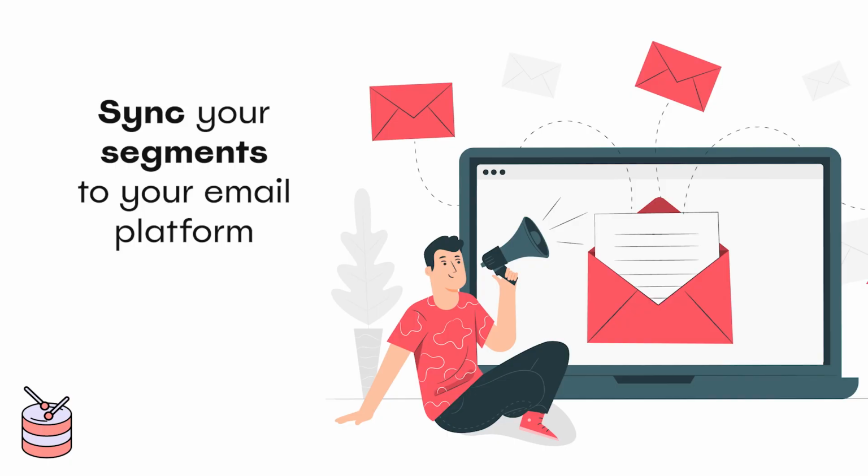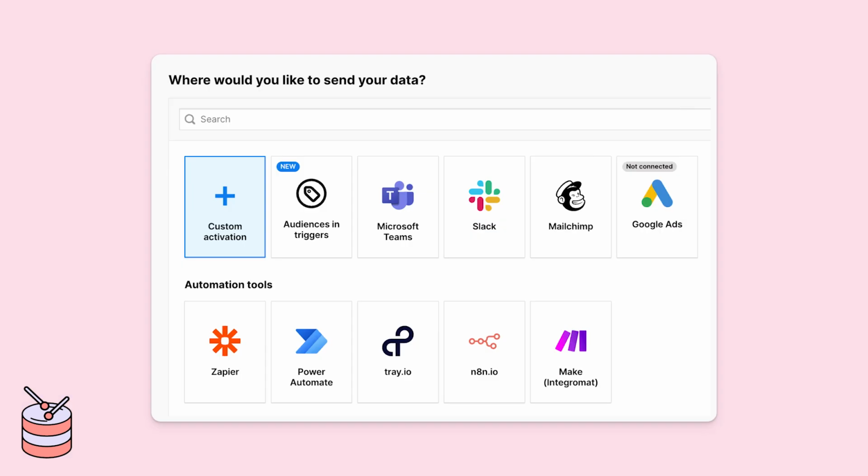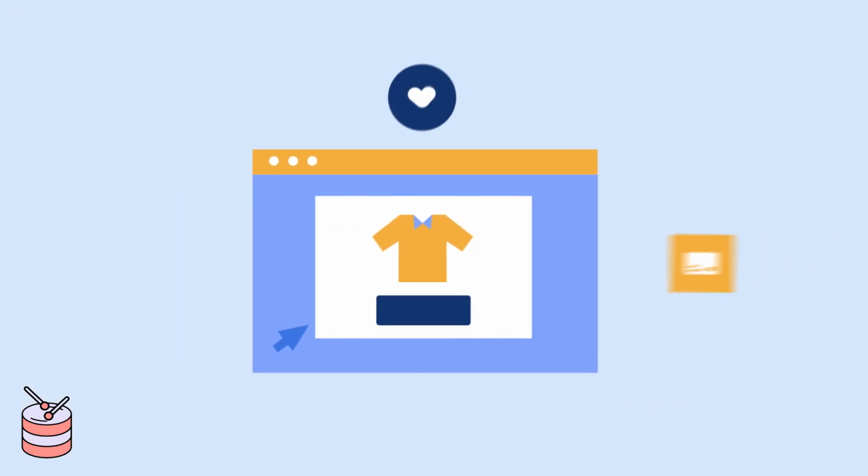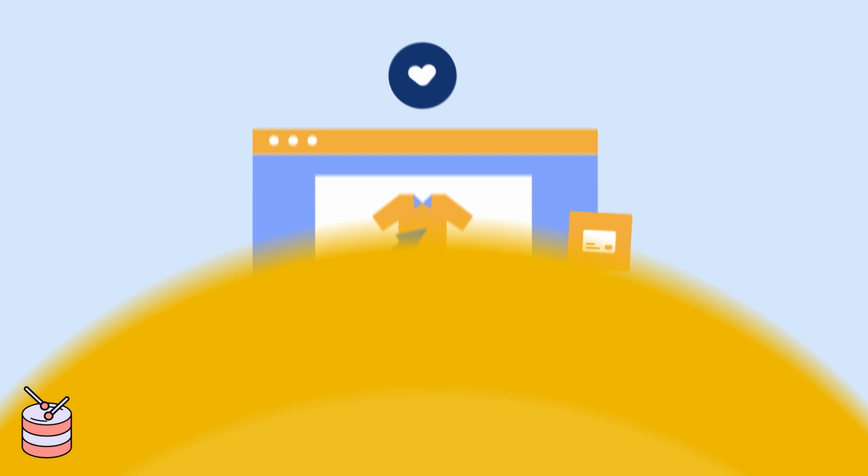Now, finally, step 4, sync your segments to your email platform. Once your segments are ready, syncing them to your email platform is rather straightforward. You can use a ready-made integration offered by a CDP. And once that is done, you definitely want to run a few tests to ensure that the user enters and exits your campaigns as expected based on the segments they belong to.